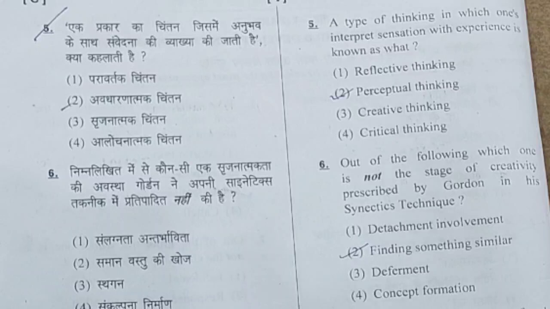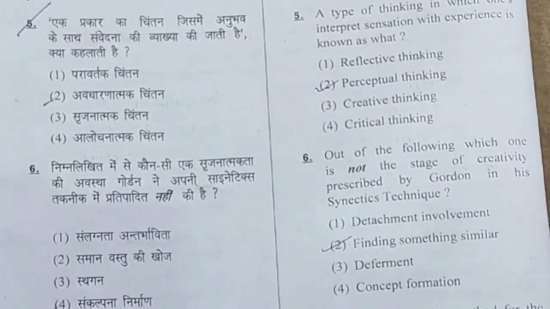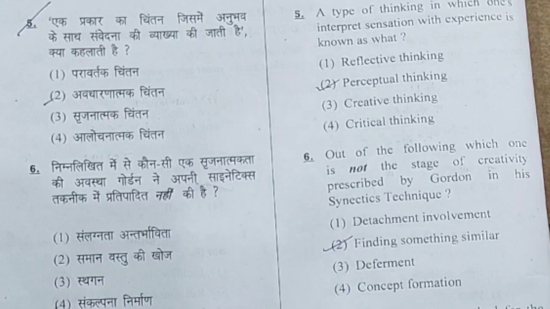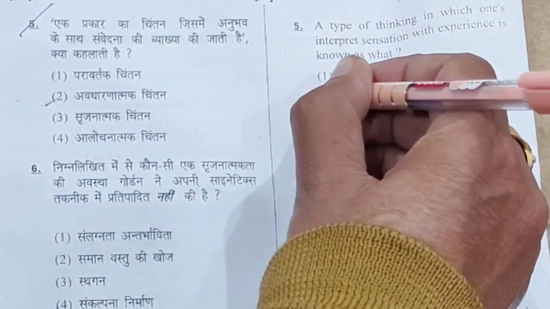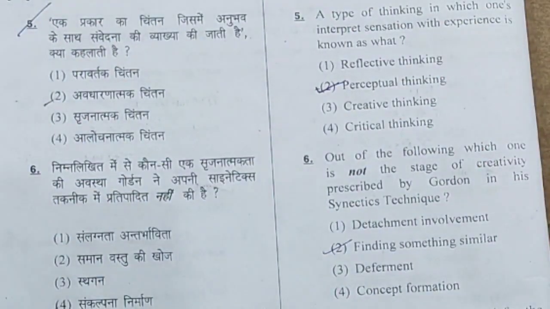Now fifth one, a type of thinking in which one interprets sensation with experience is known as what? The correct answer is perceptual thinking. Option 2 is correct, whereas reflective thinking, creative thinking and critical thinking are incorrect.